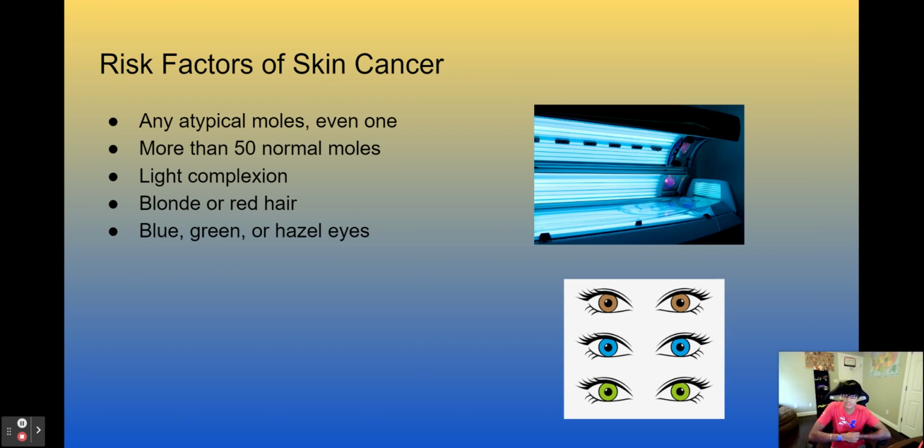Risk factors of skin cancer: any atypical moles, even one, more than 50 normal moles, light complexion, blonde or red hair, and blue, green, or hazel eyes. Also, a history of blistering sunburns under the age of 20, personal or family history of any type of skin cancer, melanoma, basal cell, or squamous cell, sudden exposure of normally covered skin to strong sunlight, and regular use of tanning beds 10 or more times in a year. Tanning beds are very unhealthy. They might make you look better, but they're very unhealthy for your skin and are one of the leading causes of skin cancer.